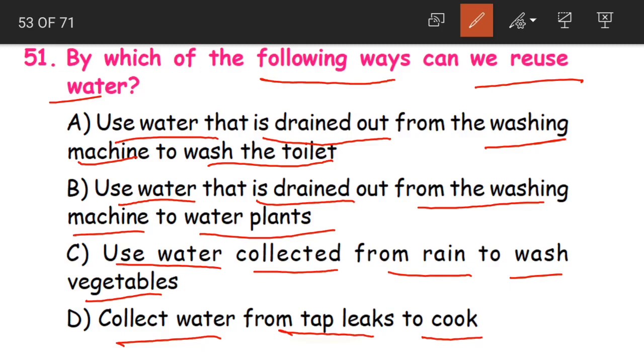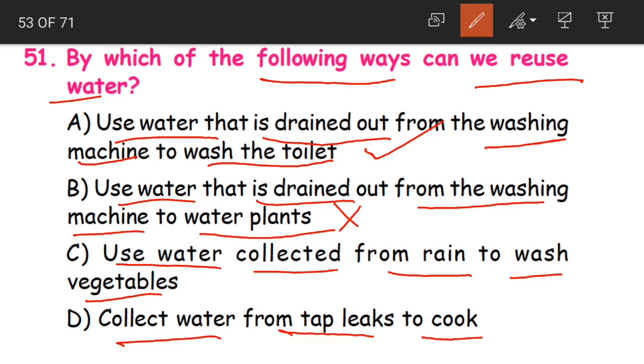See children, use water that is drained out from the washing machine to wash the toilet. Yes, so this is the answer. Like how can we reuse it? Because this water can again be used for cleaning the toilets. We cannot use it for some other purpose. As it is said, we cannot use it for the plants because that water may also contain some detergent liquids, surf, soap, powders, which again is not good for watering the plants. But you can use this for cleaning the toilets.